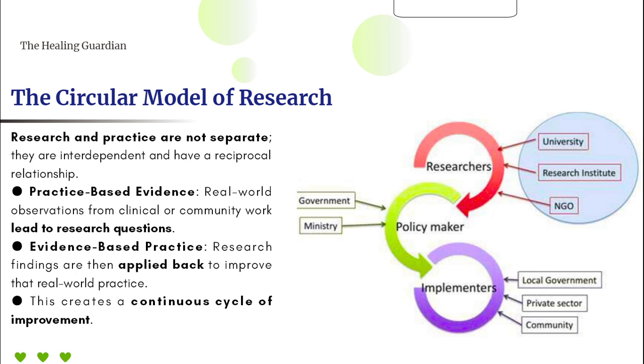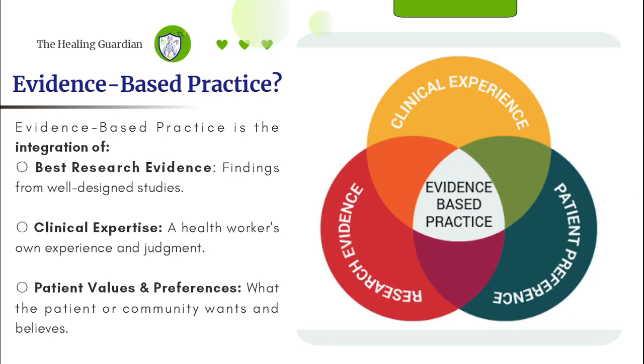The researchers, whether it is in the university or research institutes or non-government organizations, use practice-based evidence to get findings. These findings can be directed to the policymakers like the government or ministry, which will make policies, which the implementers like local government, the private sector, and community will follow. So it is always a cyclic process from the researchers to the practitioners, from the practitioners to the researchers.